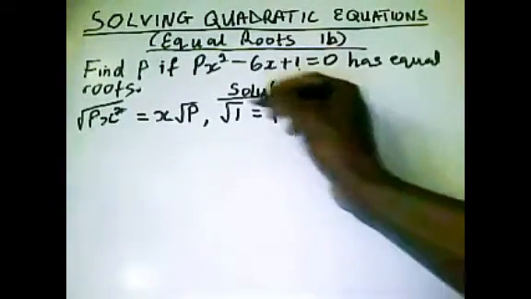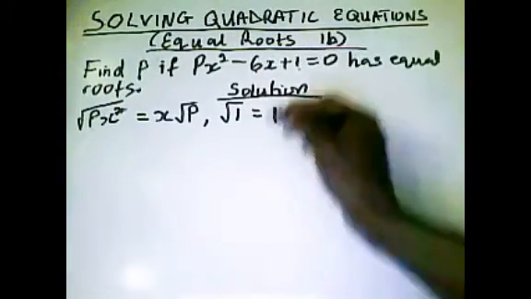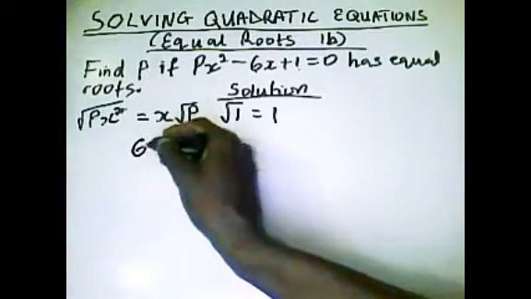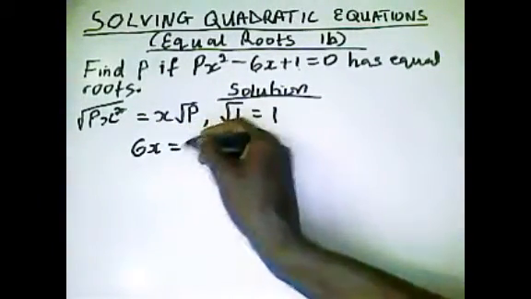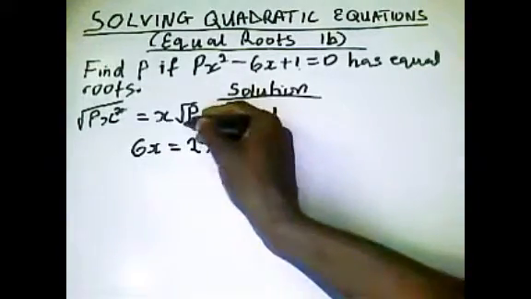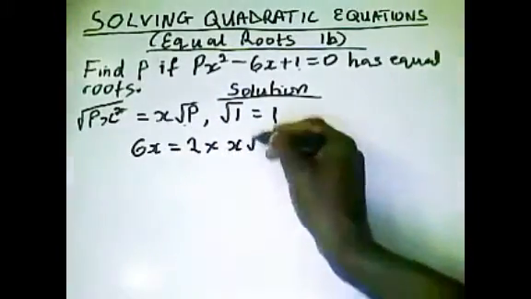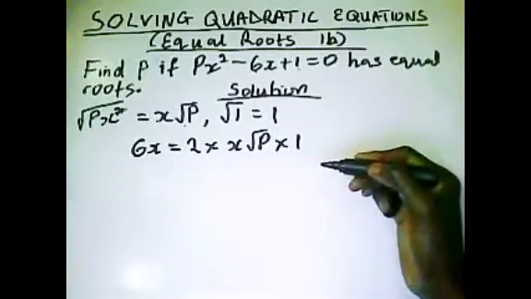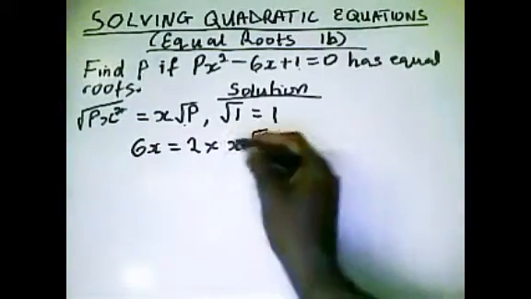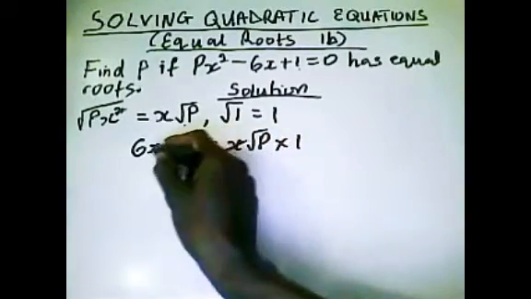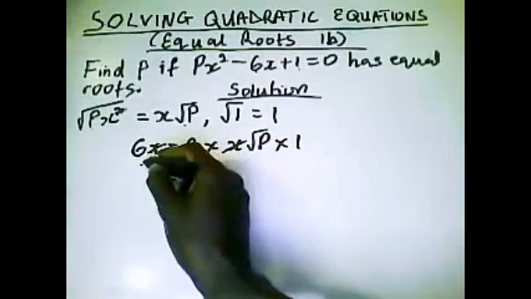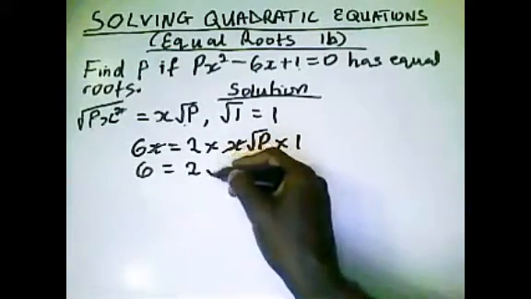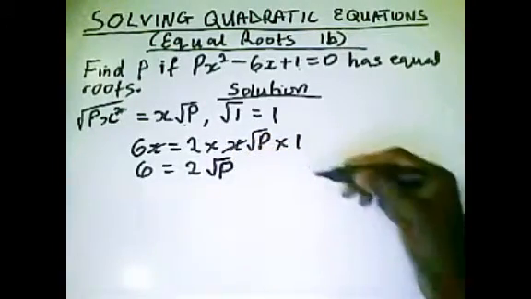Why I'm saying this is because of the next step we are about to take, which is for the middle term. There we have 6x equals 2 multiplied by the results here, which is x root p, multiplied by 1. From this step you can see that x will cancel x, and here we have 6 equals 2 multiplied by root p, which gives us 2 root p.